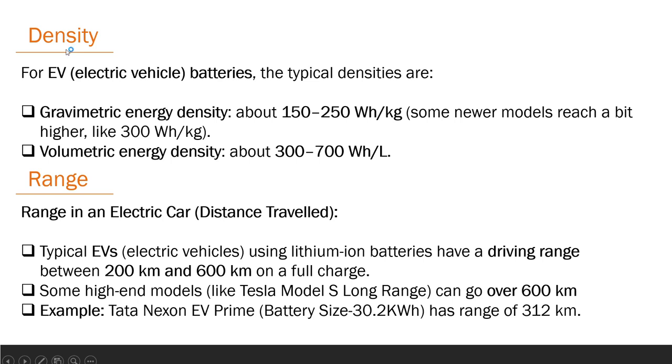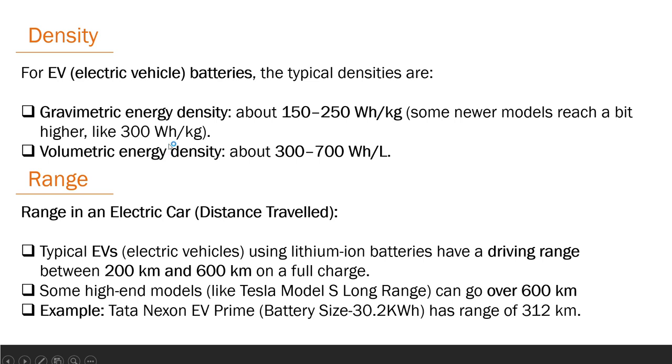Now we'll talk about the density. Typically there are two types of density: gravimetric energy density and volumetric energy density. Gravimetric energy density means the amount of energy stored per unit mass. And volumetric energy density is the amount of energy stored per unit liter.